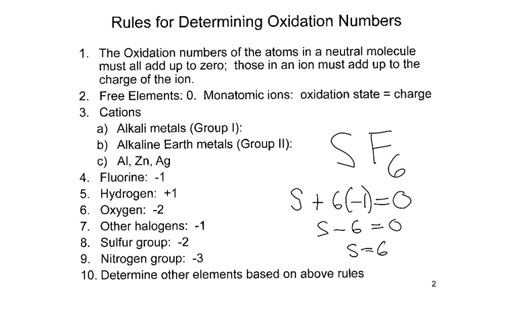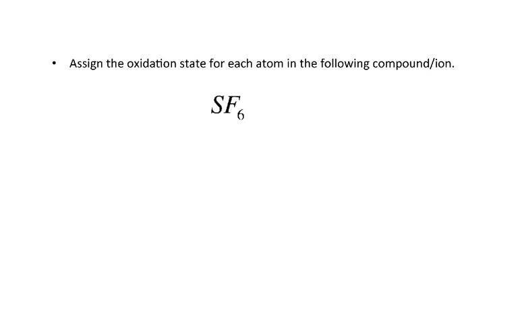So let's go to the next slide. And I'll just write my answers here. So the oxidation state on sulfur that we determined on the previous slide is +6, and the fluorine is -1. All right, let's look at another example.